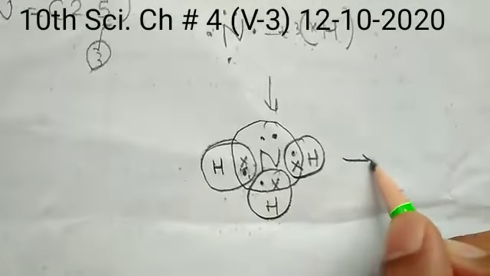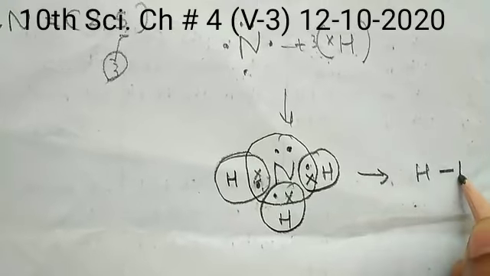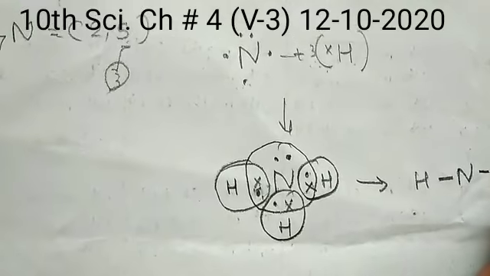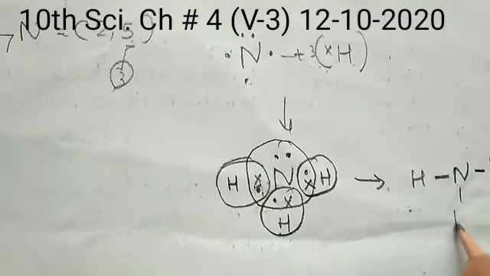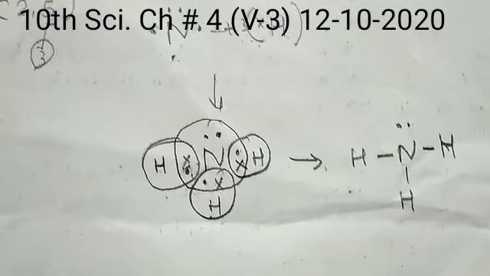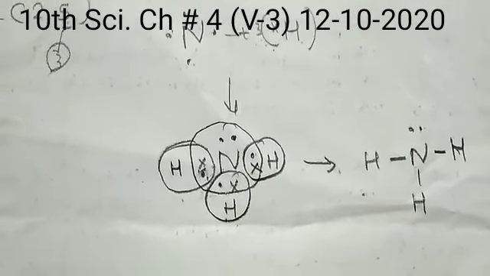So how will it be depicted? Hydrogen has one bond with nitrogen. Here also one bond with hydrogen. Now outside also one bond is there, so hydrogen, and 2 electrons will remain with the nitrogen. This is called the ammonia molecule.